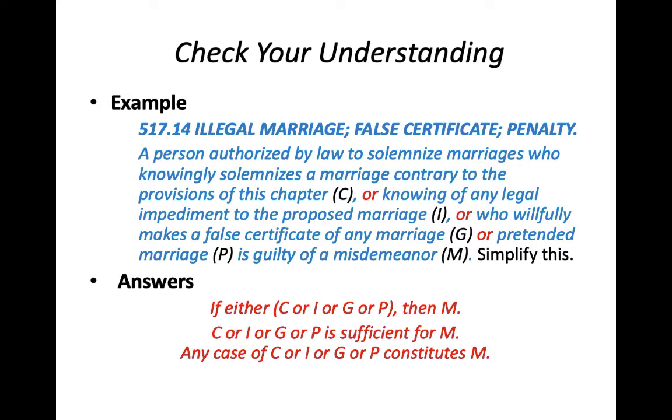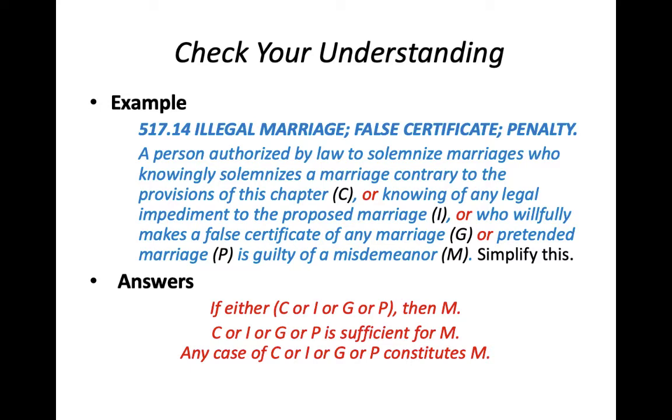So here's an example. This is an example of an illegal marriage in U.S. code. A person authorized by law to solemnize marriages, who knowingly solemnizes a marriage contrary to the provisions of this chapter, or knowing of any legal impediment to the proposed marriage, or who willfully makes a false certificate of any marriage or pretended marriage, is guilty of a misdemeanor. And what we're saying here is that you're guilty of a misdemeanor if you solemnize a marriage that is not legally acceptable in some way.